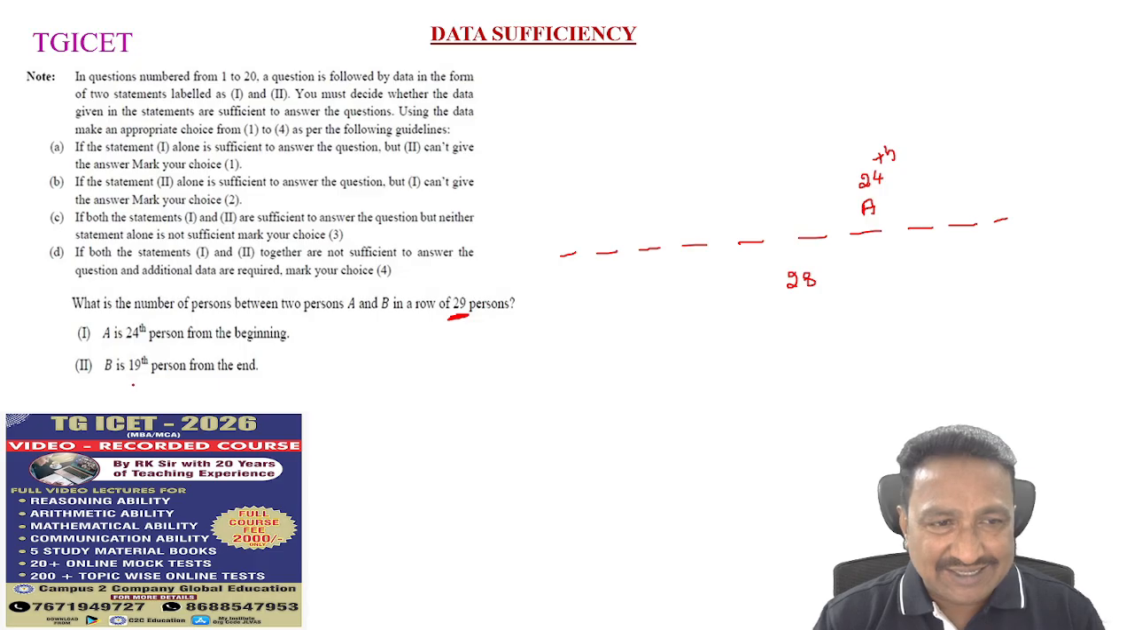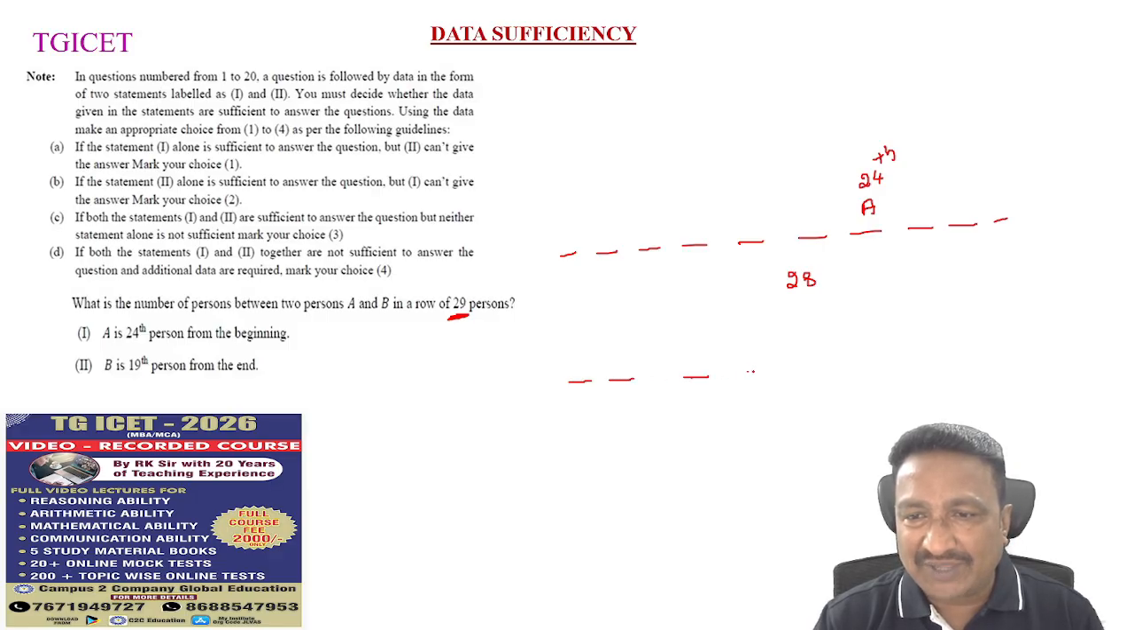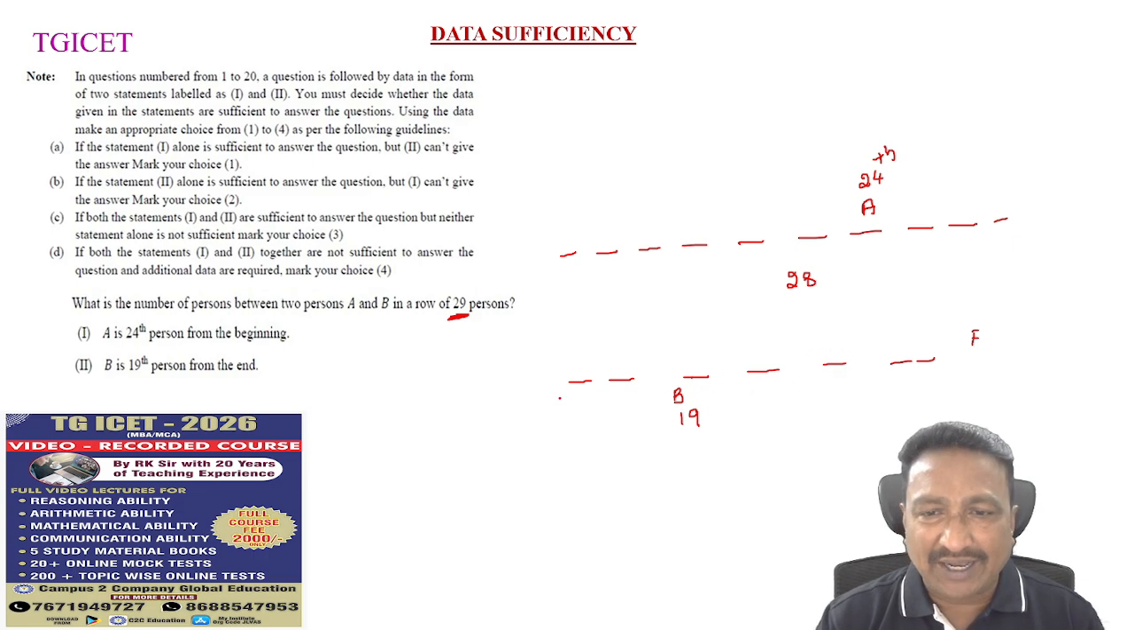Now look at the second statement. What is the second statement? B is the 19th person from the end. According to the second statement, let us take the end here. From the end, B is the 19th person. So according to this statement, we can say how many people are there before B and how many people are there after B. But we cannot say the exact position of A. So the first statement alone is not sufficient, and the second statement alone is also not sufficient.